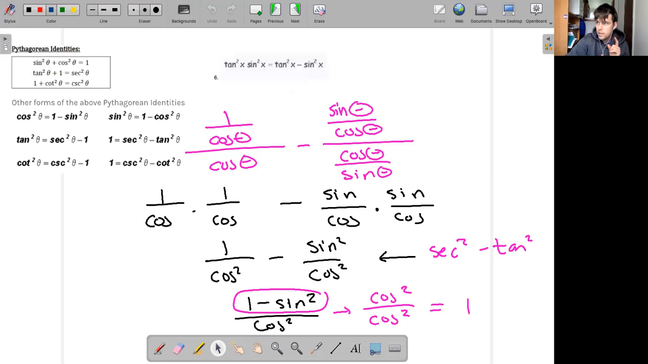Yeah, right here, there is an identity. Secant squared minus tangent squared is actually equal to 1. So you could have noticed that one, again, at this stage right here. But you can always just carry it forward in terms of sine and cosine and get it done that way too.